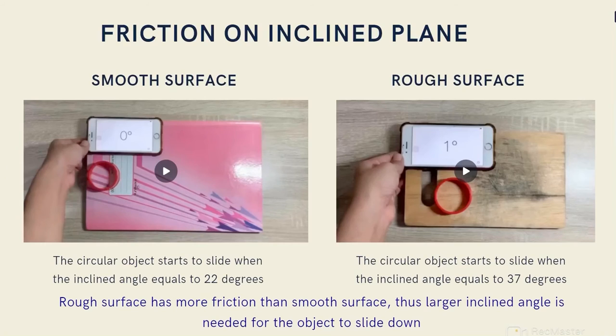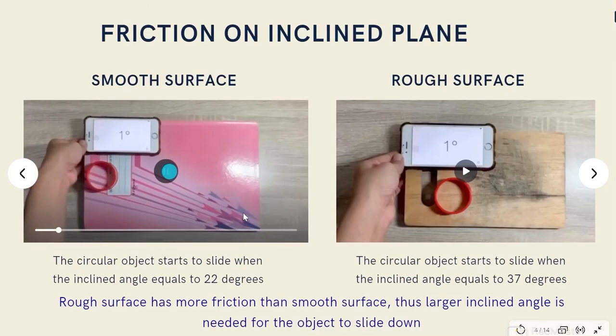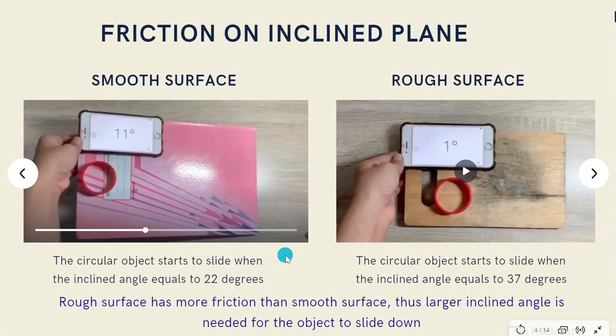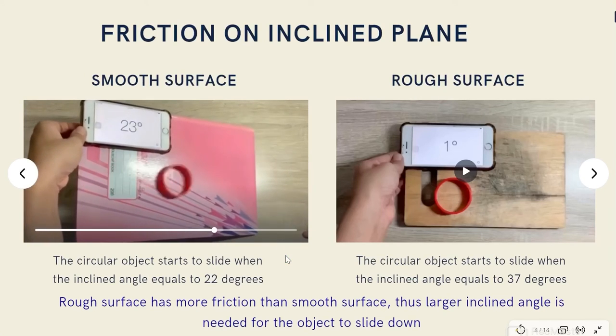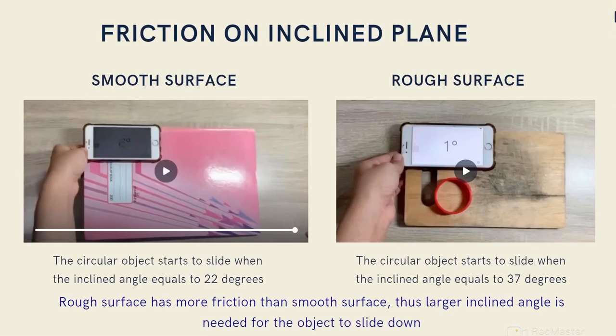Here, we are going to look at simple experiments with a circular object on two different inclined surfaces. For both surfaces, we are going to look at what angle is required in order for the object to slide. So let's look at the smooth surface first, which is a book. As we can see, the circular object starts to slide when the inclined angle equals 22 degrees.